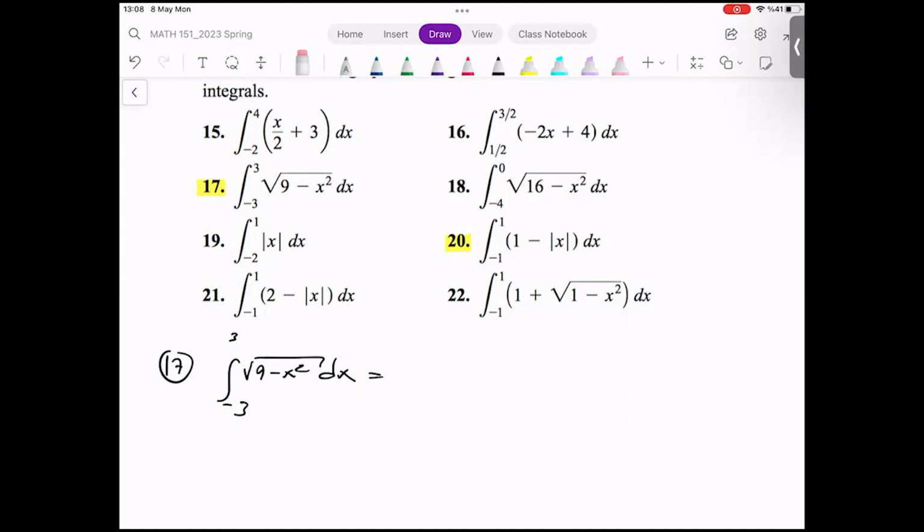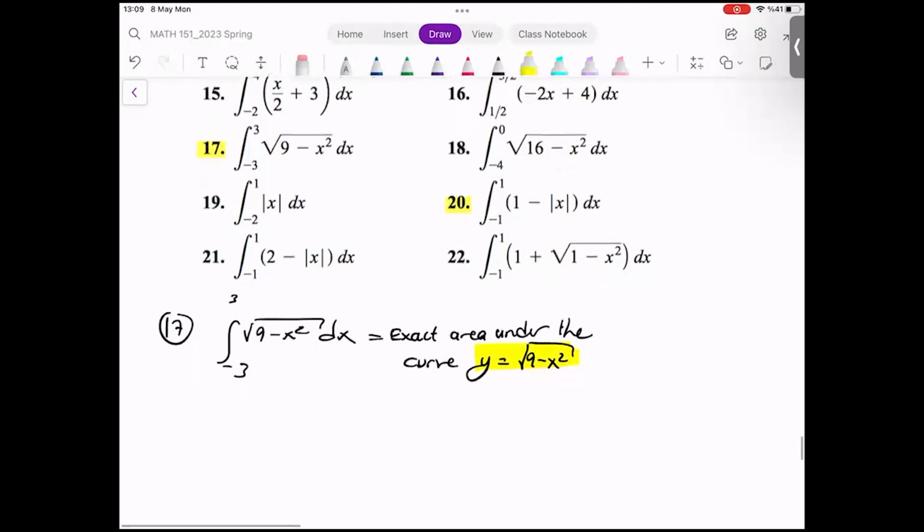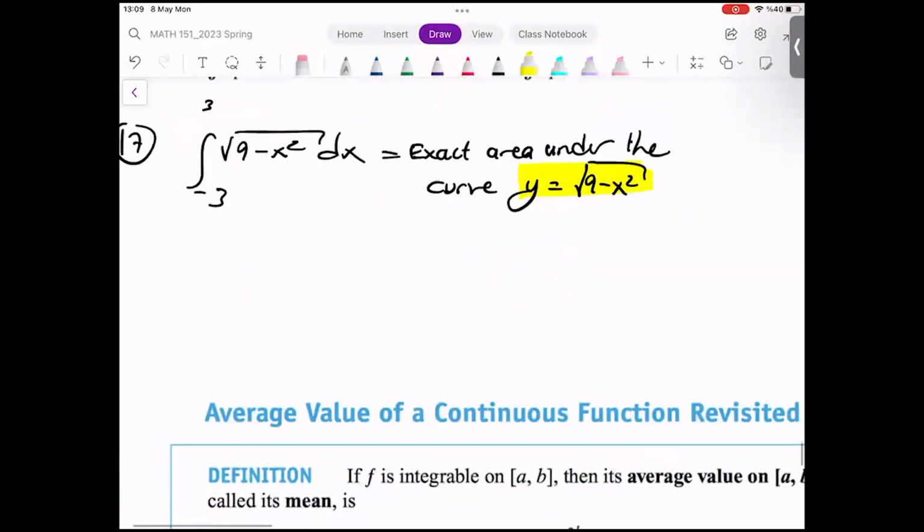What is that? This is the exact area under the curve y equals square root of 9 minus x squared. So if we can draw the graph of this curve, then if there is a way to find the area under this graph, we can find the result of this definite integral. So we should concentrate on this geometric meaning of the definite integral.